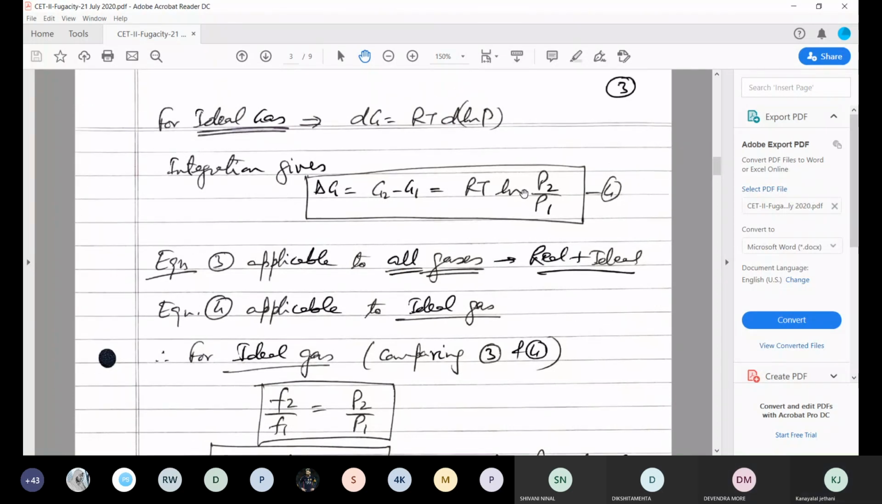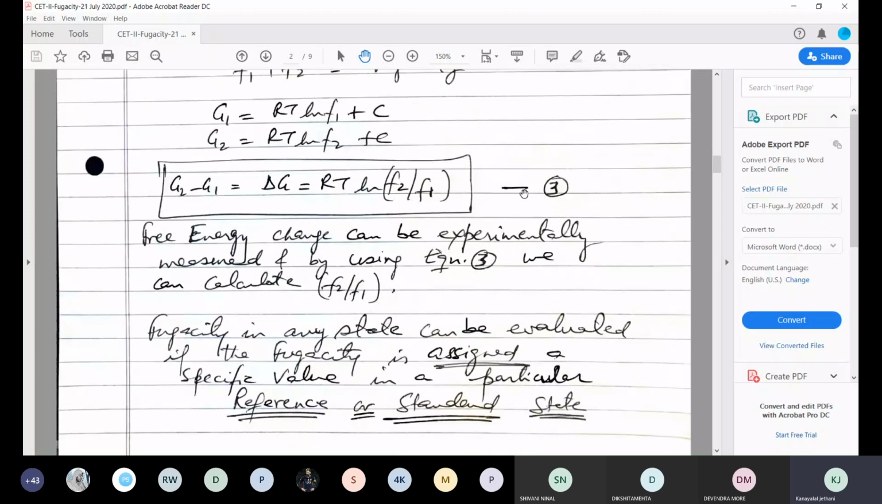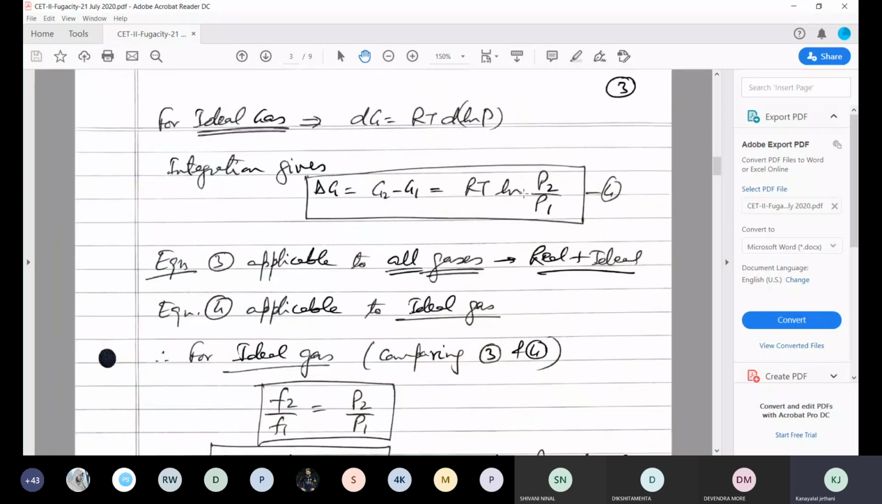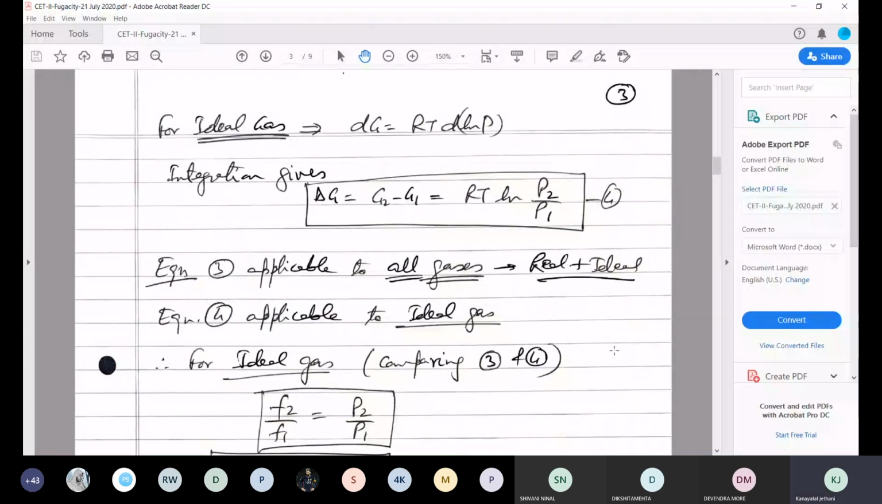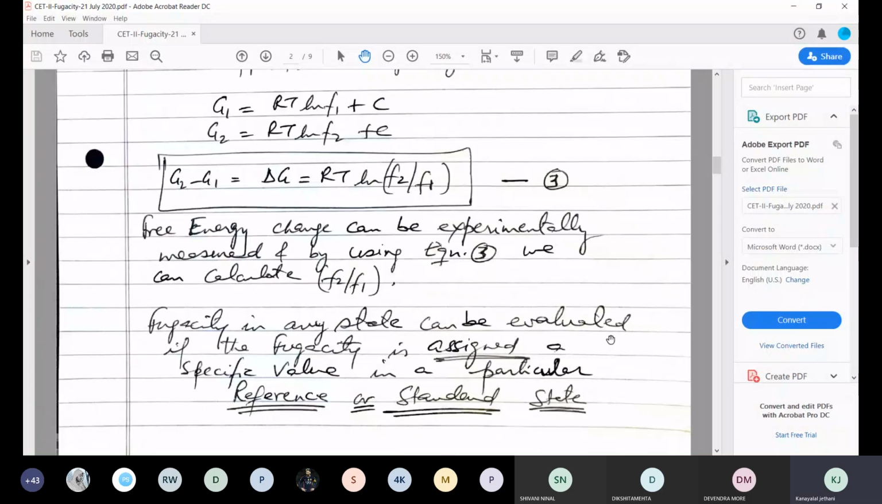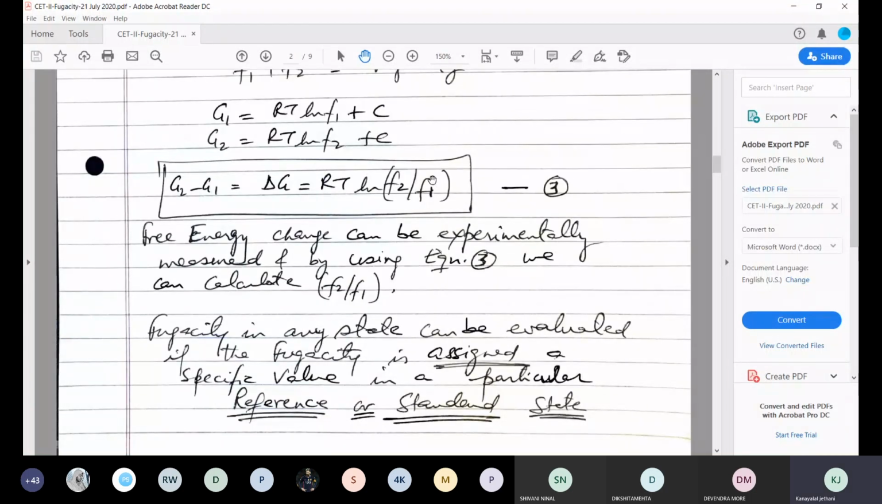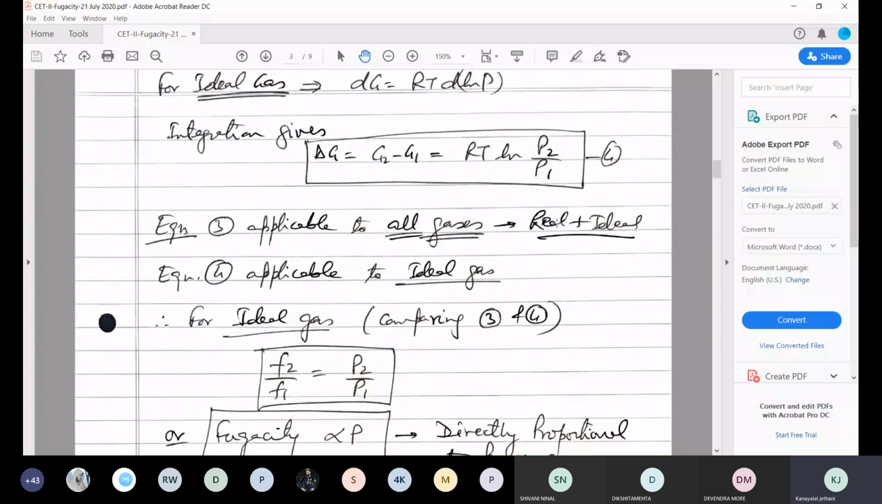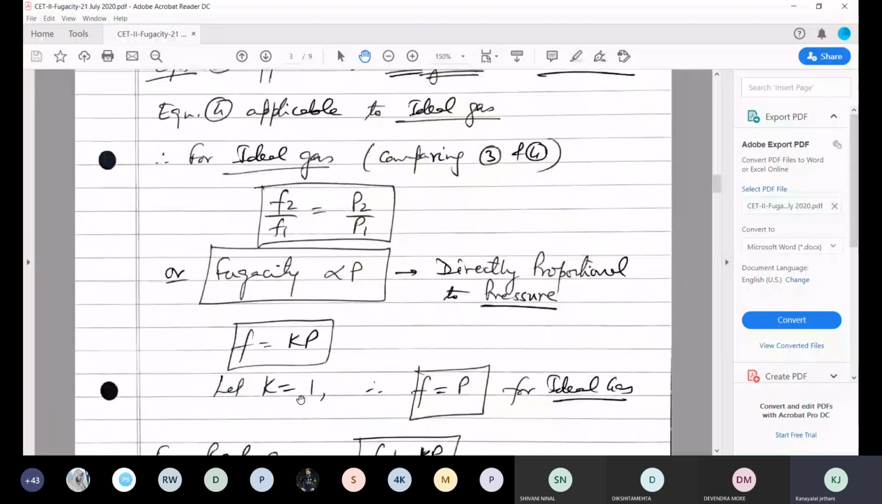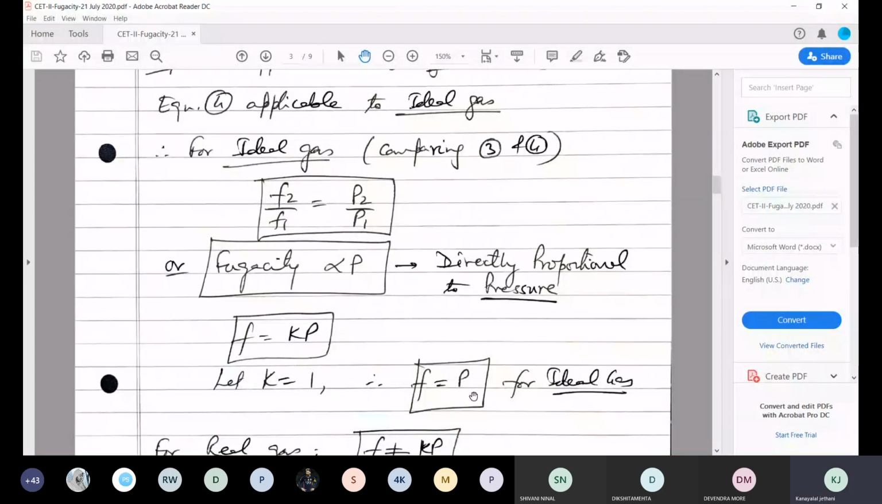Right? And when will that be? When will equation 3 be equal to equation 4 for ideal gas? When F is equal to P. Remember? When F2 is equal to P2 and F1 is equal to P1, then only this equation is equal to equation 4. Right? So that means in that case we say that for ideal gas K is equal to 1 and therefore F is equal to P for ideal gas. This is the only condition under which those two equations will be equal for ideal gas.